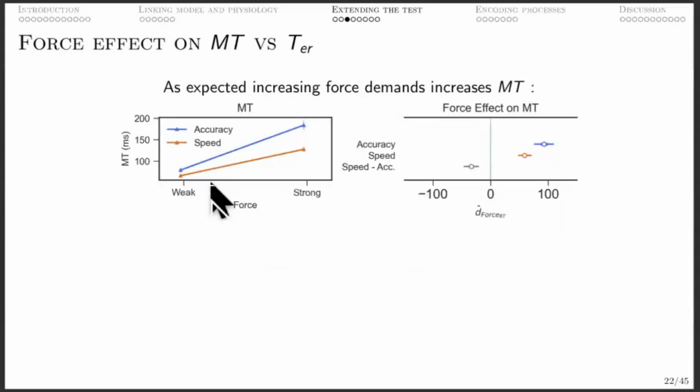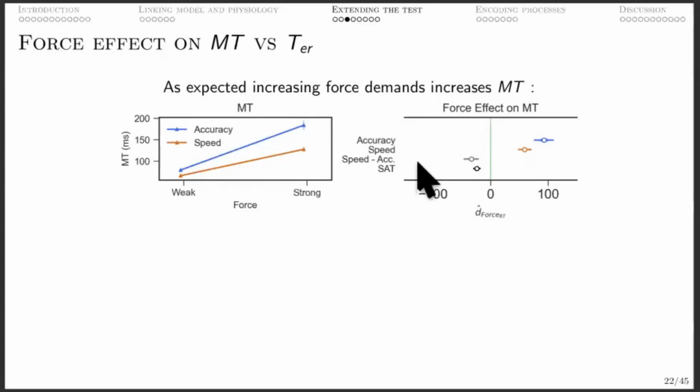So now, about the effect of force on motor time versus on the non-decision time. What you see here is that when we go from a weak to a strong pressure to apply, the motor time increases both in the accuracy and the speed condition. And it does so with a rather high effect size, because we have approximately a 100 milliseconds difference between a weak pressure and a strong pressure in the accuracy condition and slightly less in the speed condition. Additionally, we see in the difference between the slopes that we also have a speed-accuracy trade-off effect, as in the previous section, saying that when I ask participants to speed up, their motor time is shorter.